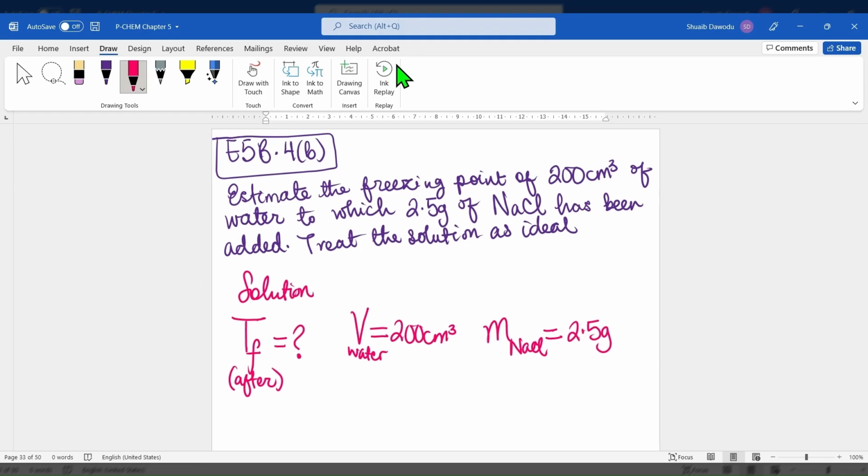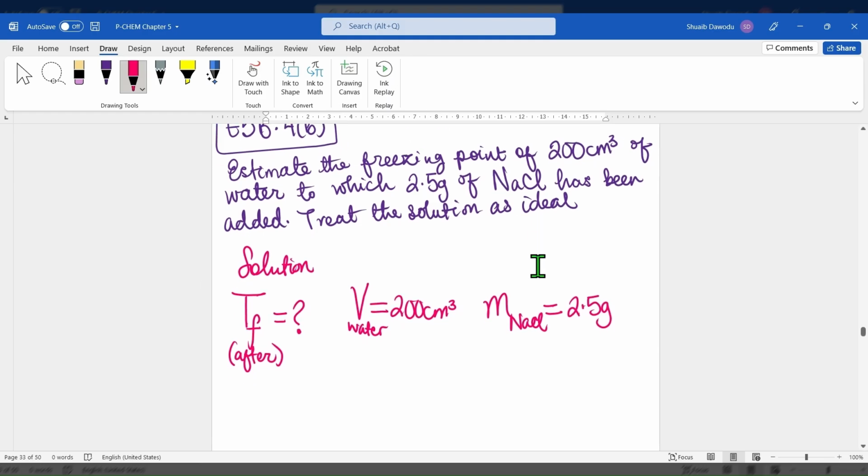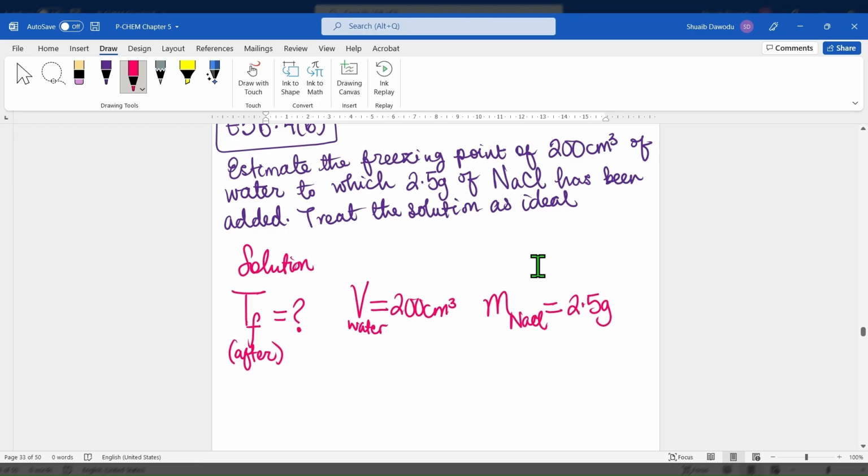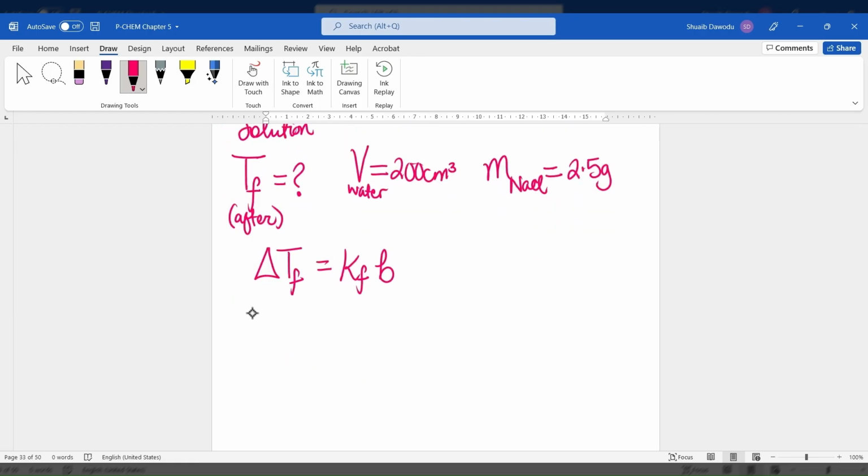So the next thing we have to do is to determine the formula that we're supposed to use. As you can see, this is a question that involves us using freezing point. The keyword here is freezing point, so we're going to be using the freezing point equation, also known as the freezing point depression formula, which is simply ΔT_F = K_F multiplied by b, where ΔT_F is the change in freezing point.